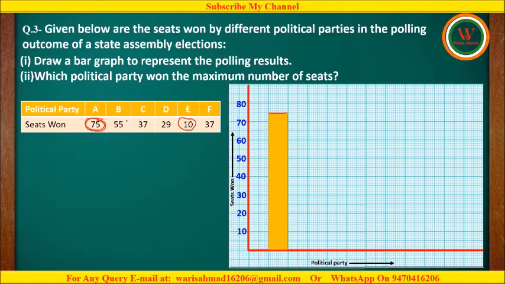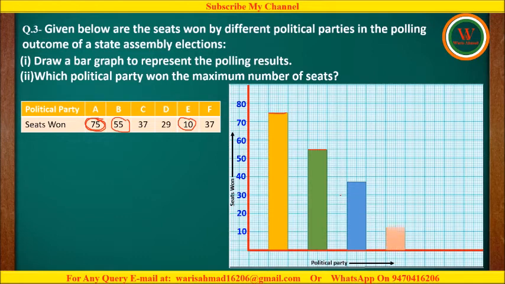Similarly, we have to draw the second bar with length 55. Length 55 will exist till here because this line is representing 50 and this line is representing 60. So 55 will exist till here. So the next bar with height 55 we have to draw. Next one is 37, so we can draw till 37. Next one is 29, so we can draw the bar with length 29. Next one is 10, next one 37.